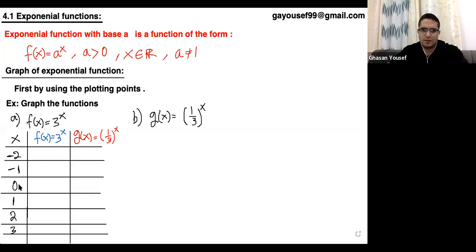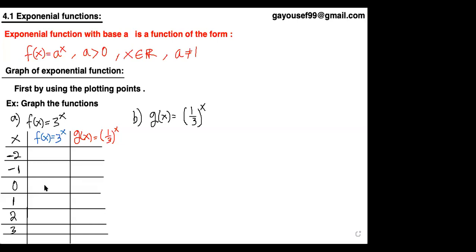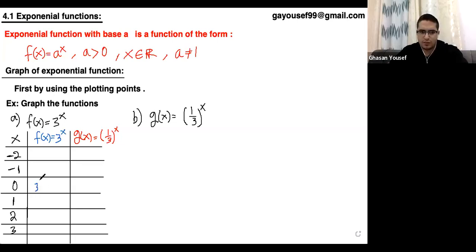Plug the 0 here. f of 0 equals 3 to the power 0. What is 3 to the power 0? It's 1, exactly. Because 3 to the power 0 equals 1. Anything to the power 0 is always 1.